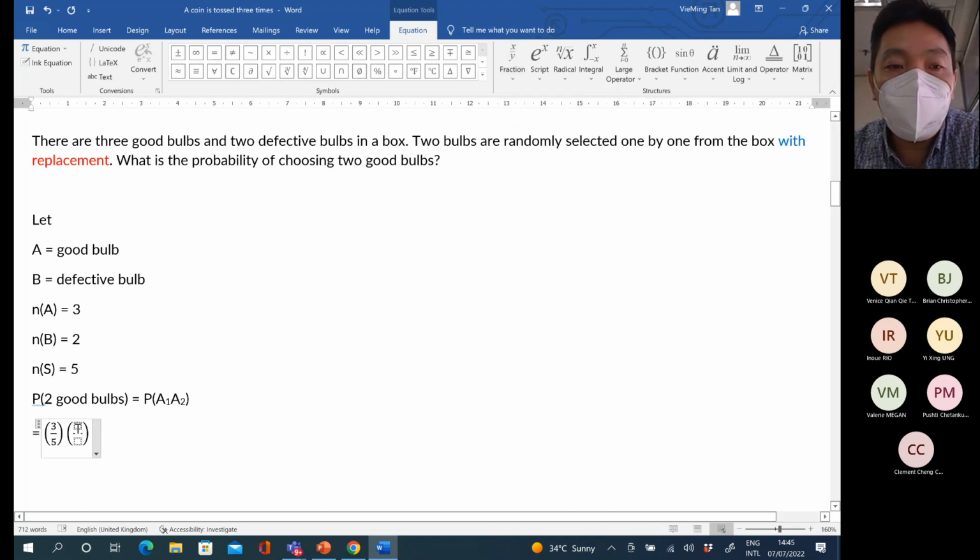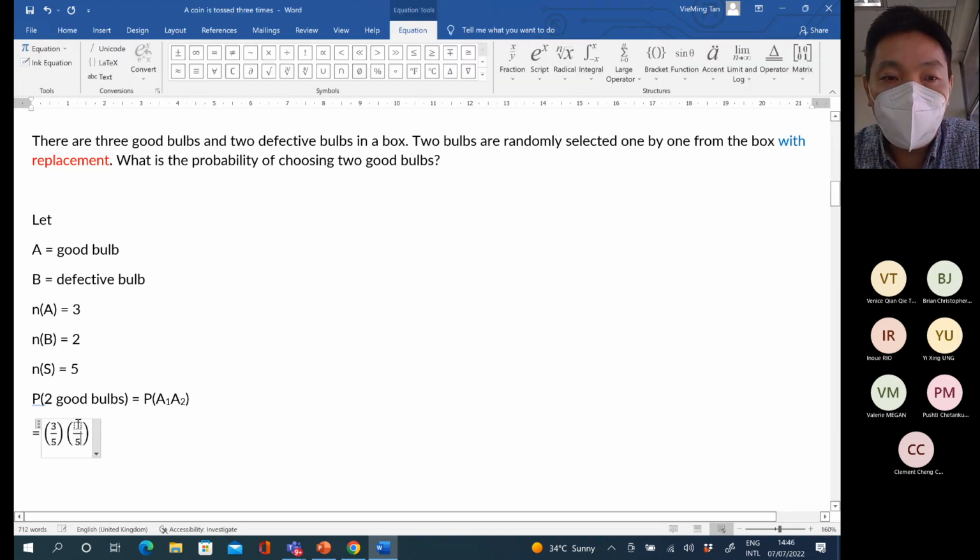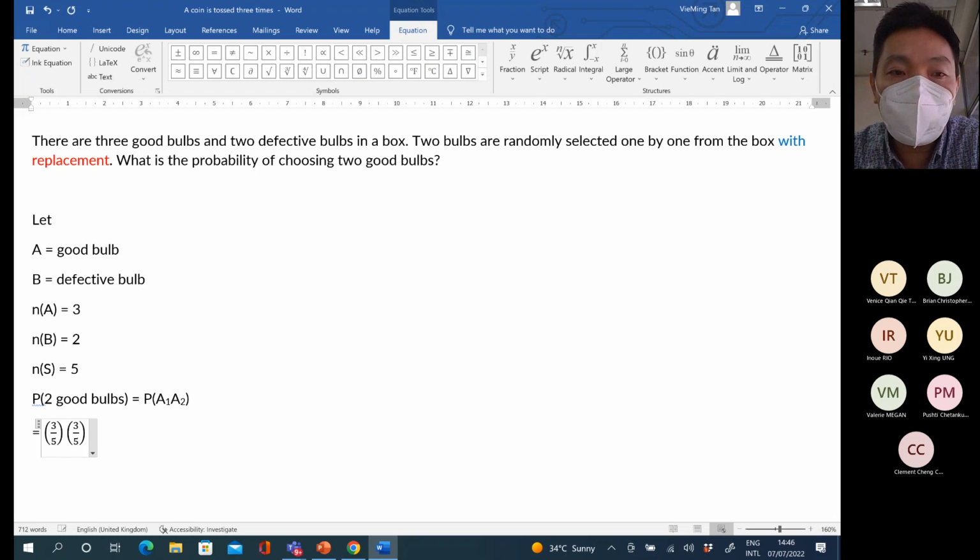Okay. So bear in mind, before we choose the second bug, we have returned the first bug inside the box. We already returned. So what is the probability that the second bug is also in good condition? Answer is 3/5 as well. Right? 3/5.